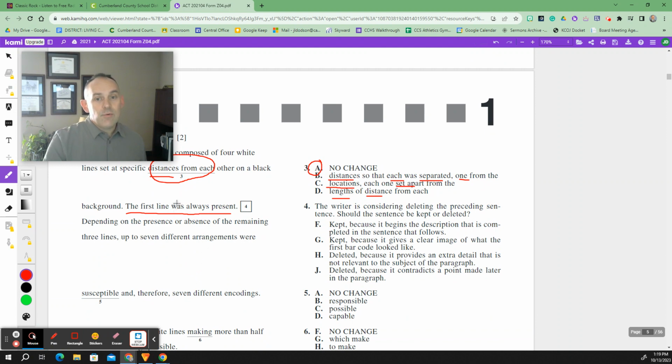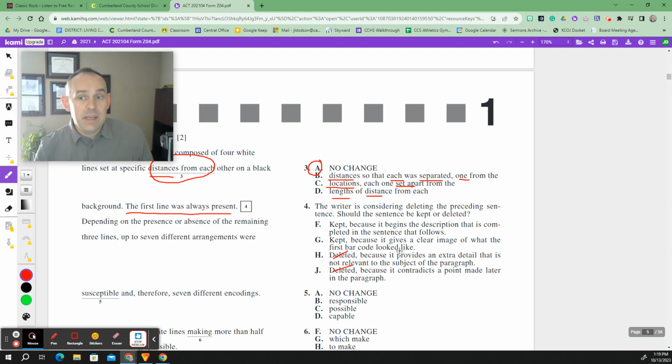Now, if I were to delete this, does it make any sense to have the sentence that comes next? Can I say, depending on the presence of the remaining 3 lines, if I haven't established that there's an initial first line? Well, no, that doesn't make any sense. So the question says the writer is considering deleting the preceding sentence. Should the sentence be kept or deleted? Well, if we delete it, it doesn't make any sense.